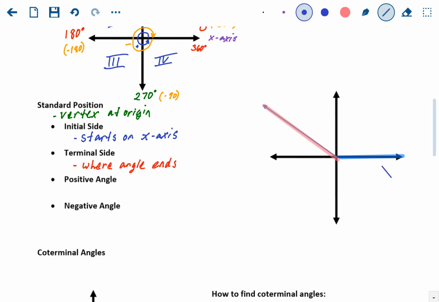Let's label these. Initial and the terminal.